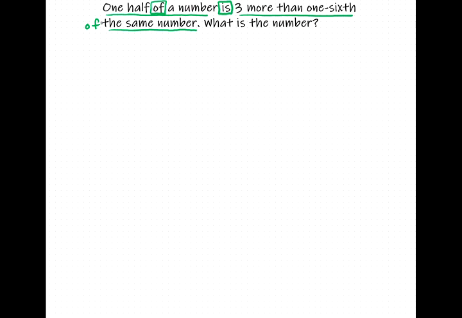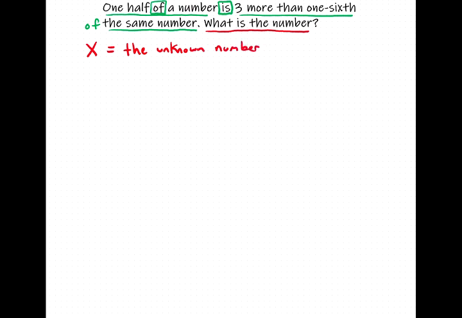Okay, so the first thing you should write down in any word problem is what your variable or your symbol represents. And so we look at the last sentence, which usually tells us what we're looking for. What is the number? Okay, we know it is a number, we just don't know what it is. So we give it a symbol. So let's say X represents, or X stands for, the unknown number.